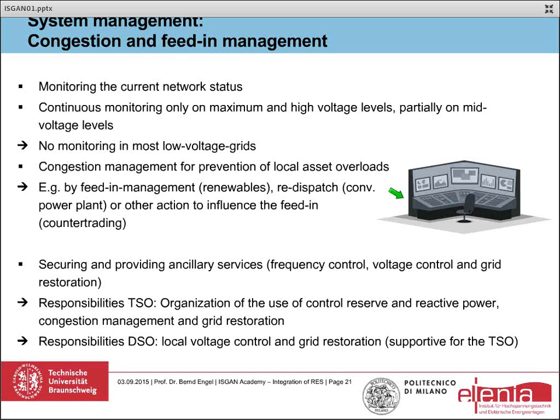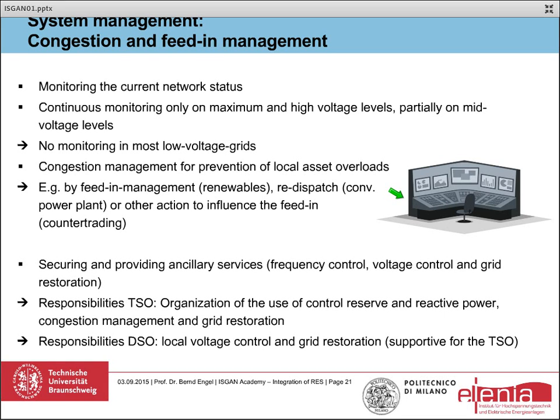Concerning system management, we have congestion and feed-in management. We have to monitor the current network storage status. We have continuous monitoring at all voltage levels, but today this is mainly in the high voltage and in the medium voltage. At the low voltage grids, there's not this visibility, which can be only improved by smart meters in the future.